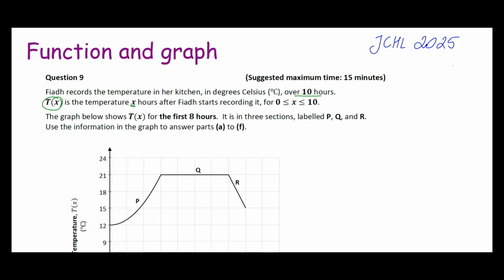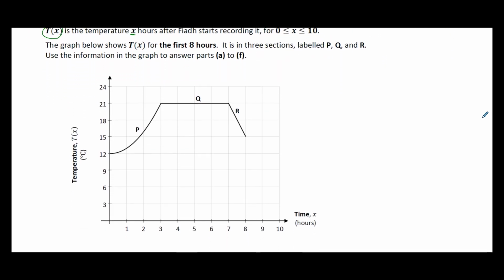The graph below shows T(x) for the first 8 hours. So this graph below shows the temperature in the kitchen in the first 8 hours. It is in 3 sections labeled P, Q, and R. Use this information in the graph to answer parts A to F. We're going to break that question into 2 different videos.